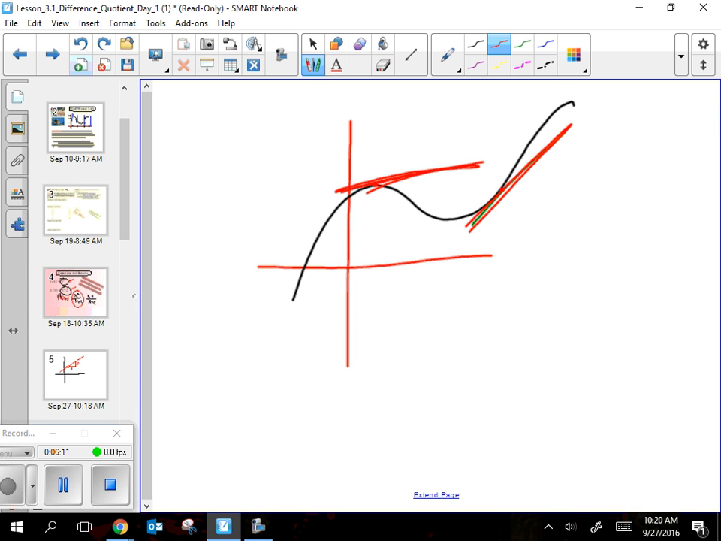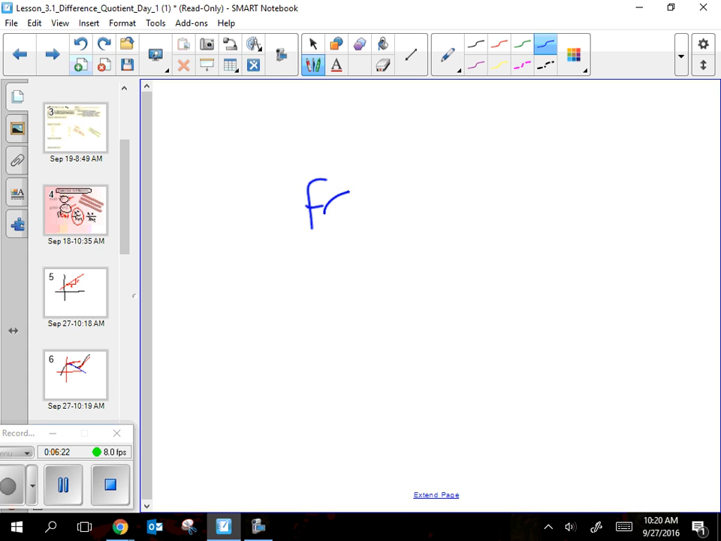And what if I pick this spot right here? That'd be a totally different slope. That'd be this slope. So the slope is all over the place. All right, so what you're doing today, when you do this, do you remember this one?